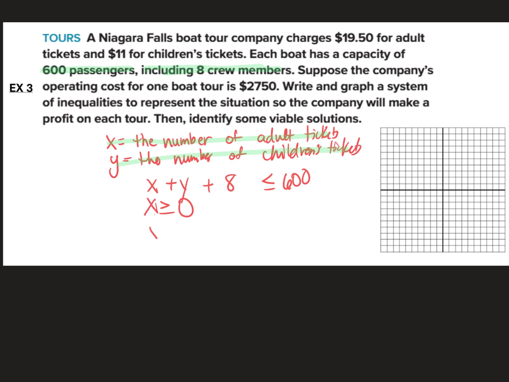And the number of children's tickets is also greater than or equal to 0. And then let's put all the money together. The company wants to make a profit, so that means they want to make more than $2,750, and they're selling their tickets at $19.50 for the adult tickets, plus the children's tickets are $11. So $19.50 times X plus 11 times Y. We want that to be greater than $2,750.